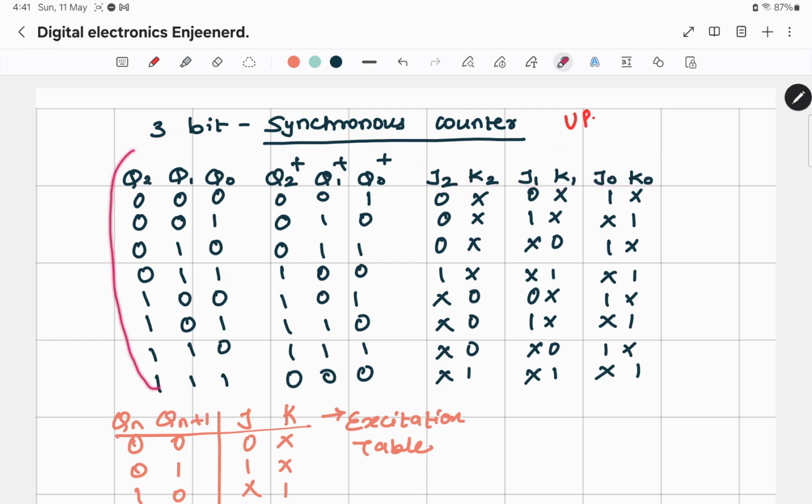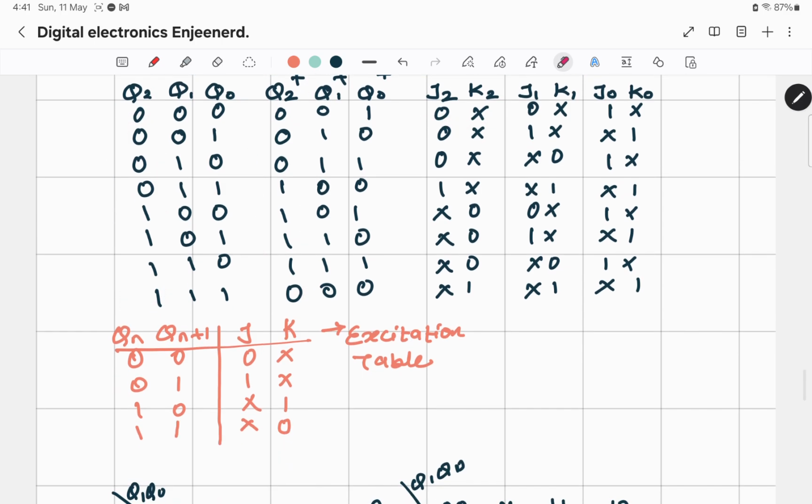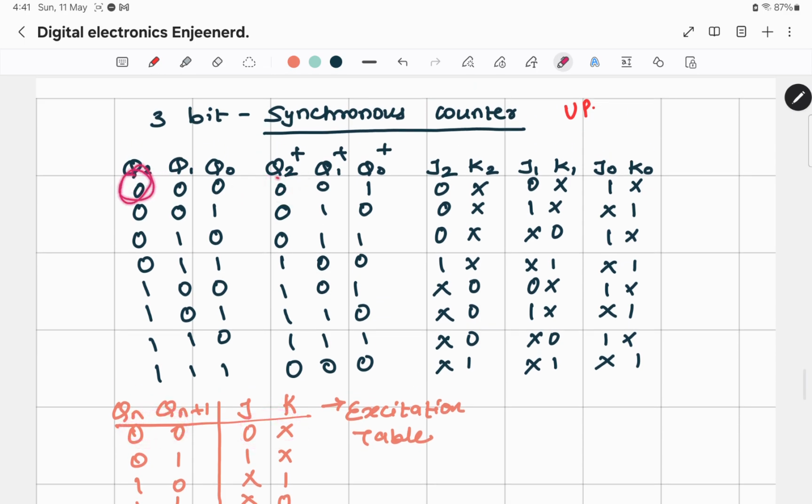Now depending on the value of Q2 and Q2 plus, I will check the excitation table. To have a 0 and to get a 0, what is the excitation of J2 and K2 that I should be using? So this you will find from here. See, I have a 0 and I need a 0, right? My JK should be 0x. See here, to have a 0 and to get a 0 in the next state, I should have 0x as J2 K2 as my excitation.